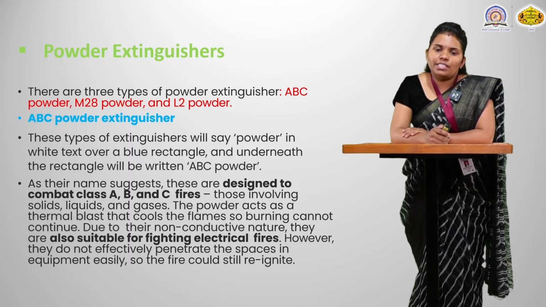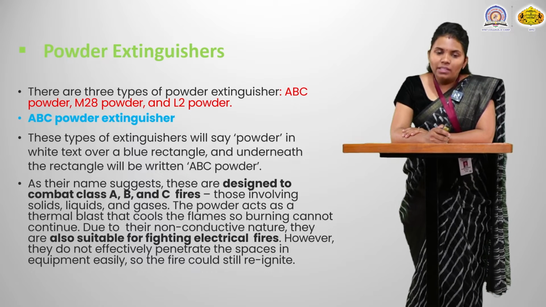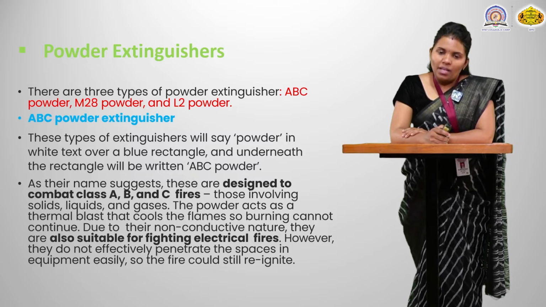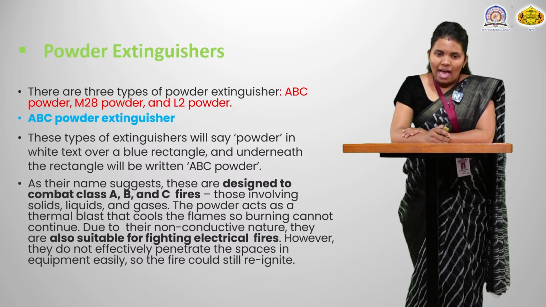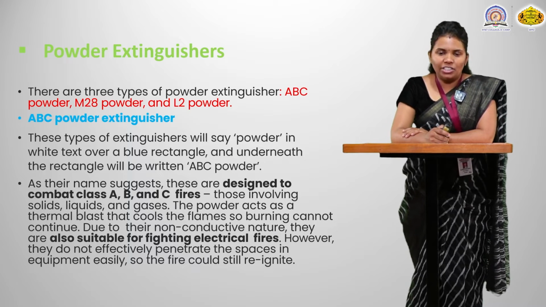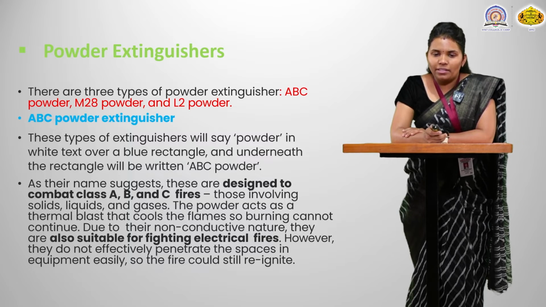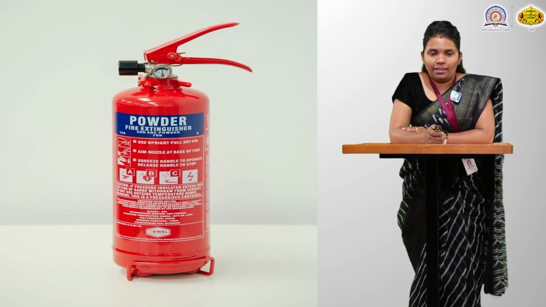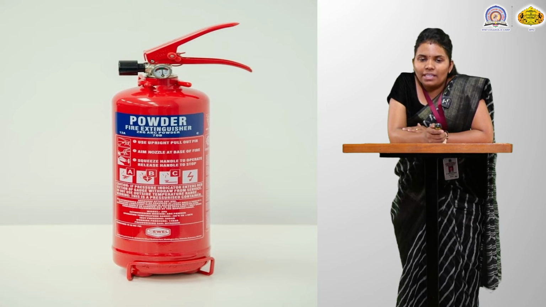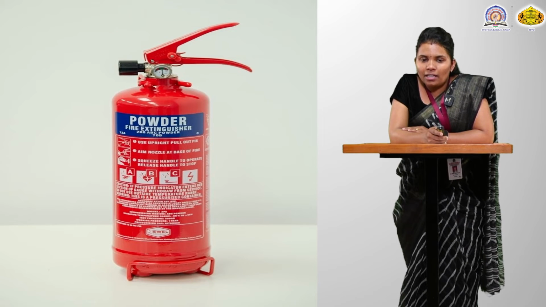As their name suggests, they are designed to combat class A, B and C fire, those involving solids, liquids and gases. The powder acts as a thermal blast and cools the flame so burning cannot continue. Due to their non-conductive nature, they are also suitable for fighting electrical fires. However, they do not effectively penetrate the spaces in equipment easily. So, the fire could still reignite again. So, this is the form of a powder fire extinguisher. They have the ABC powder written.